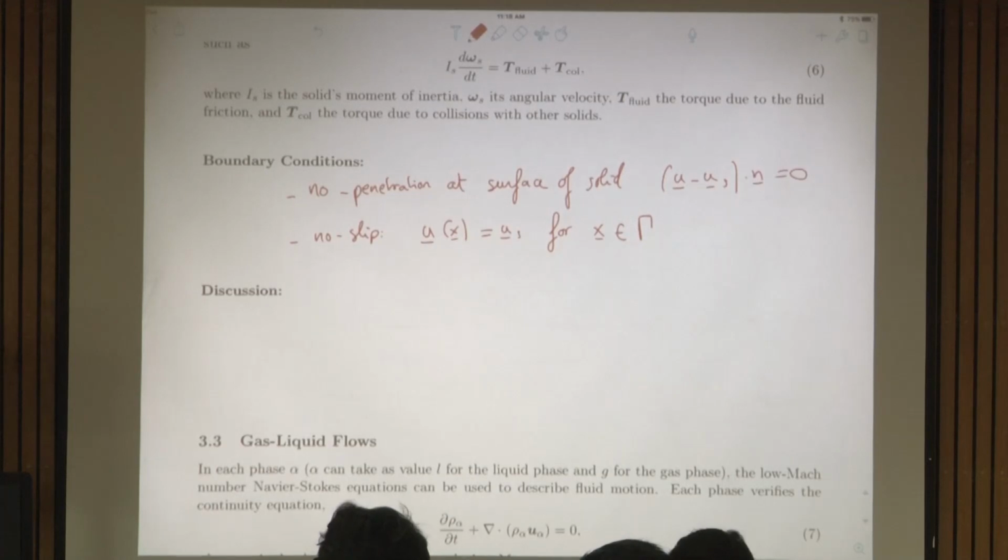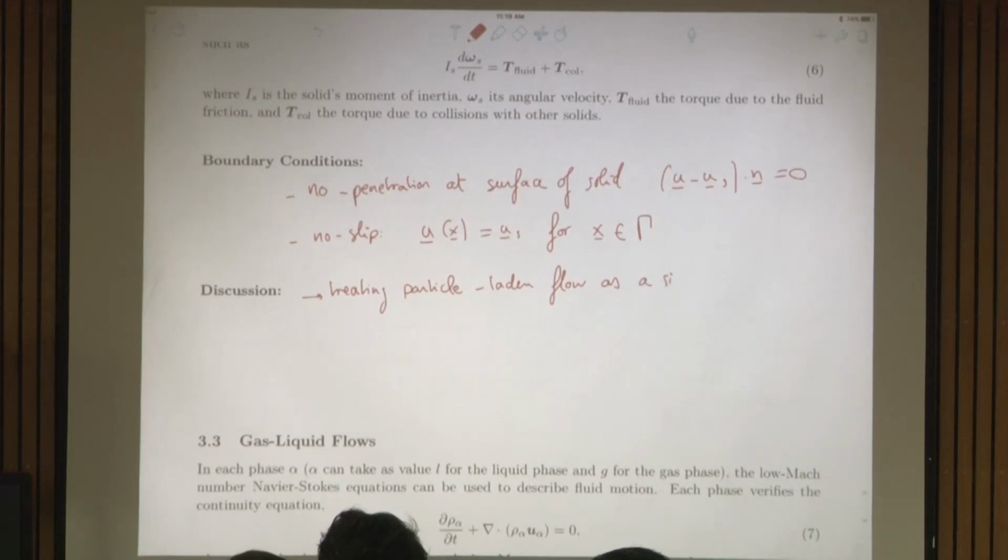So what we've written here misses the point entirely of two-phase flows. We're treating our object floating around in a fluid as a single-phase flow problem. We're treating a particle-laden flow as a single-phase flow problem.